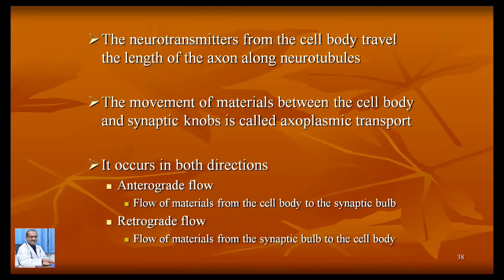Neurotransmitters from the cell body travel the length of the axon along the neurotubules. The movement of materials between the cell body and synaptic knobs is called axoplasmic transport. This axoplasmic transport occurs in both directions: anterograde flow of material from the cell body to the synaptic bulb, and retrograde flow of material from the synaptic bulb to the cell body. Both exist here.